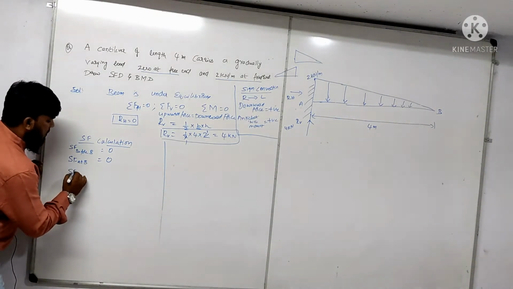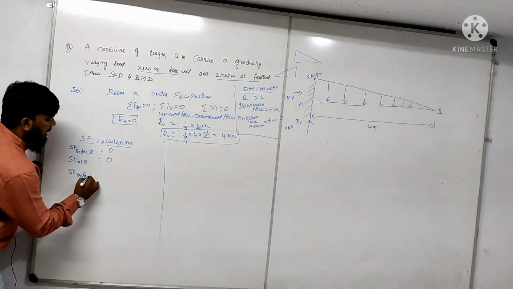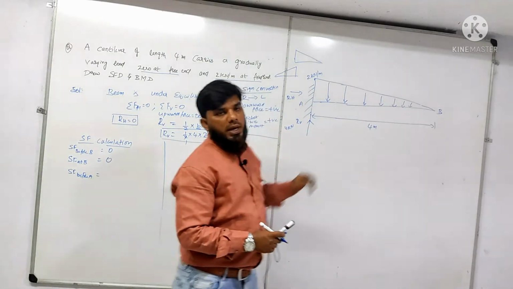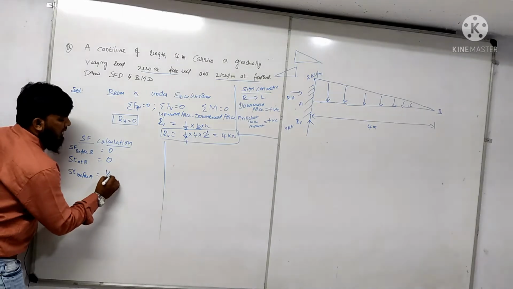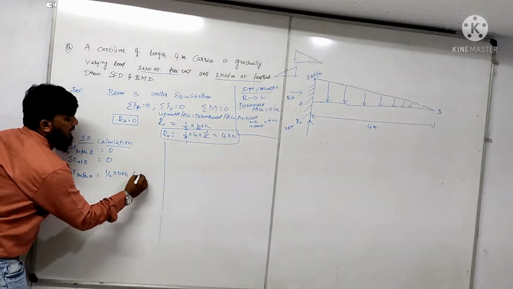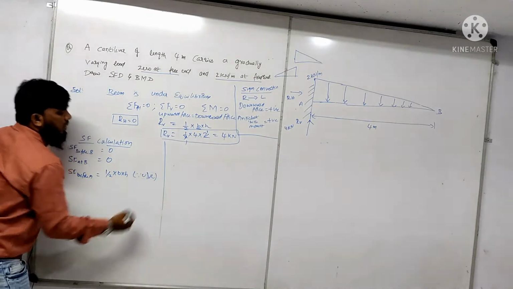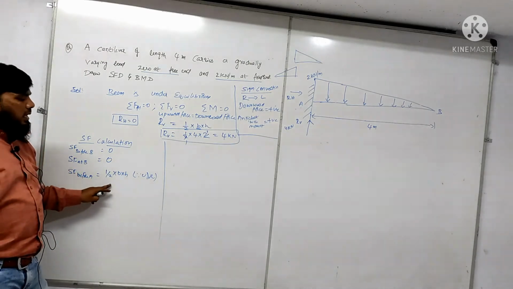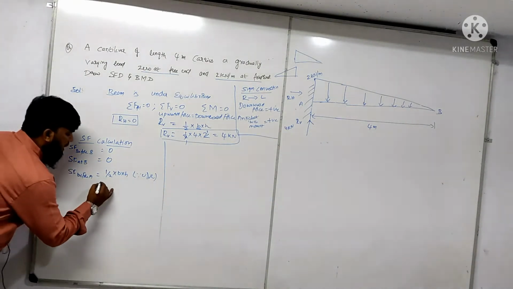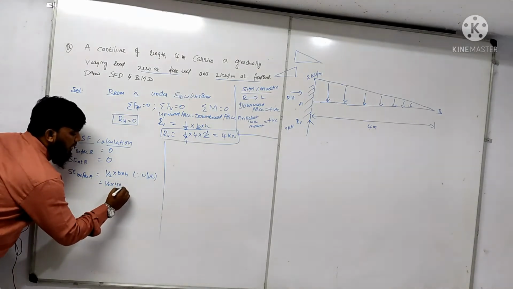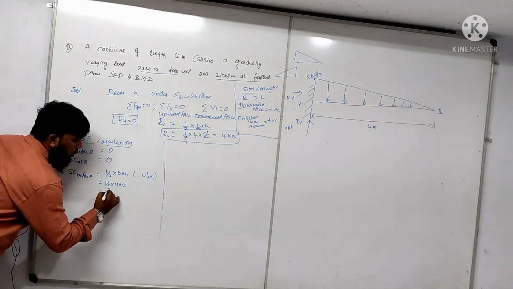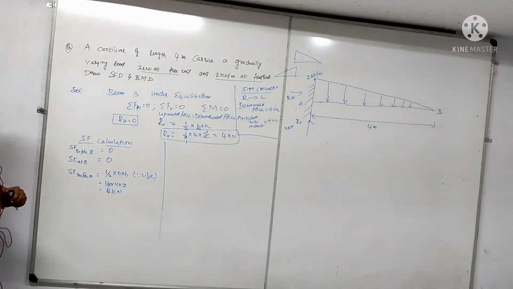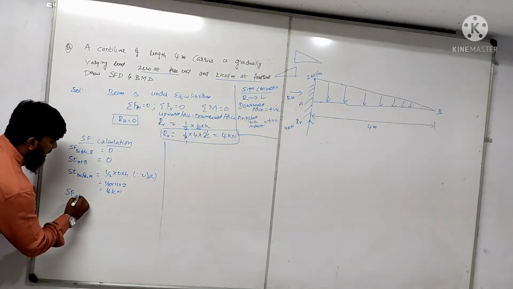Next is shear force before A. Before point A we are having a UVL. What is the load in a UVL? Half into base into height. I am writing this every time so that you remember whenever a UVL is given, the load should be calculated using the area of triangle formula. That is half into base, which is 4, into height, which is 2. So that is 4 kilonewton. That is 4 kilonewton we got. Clear?